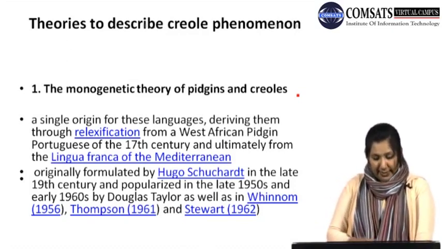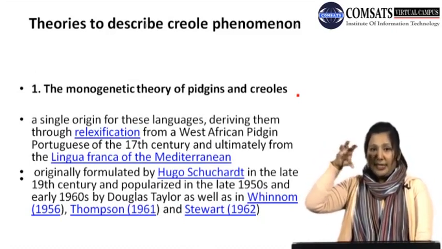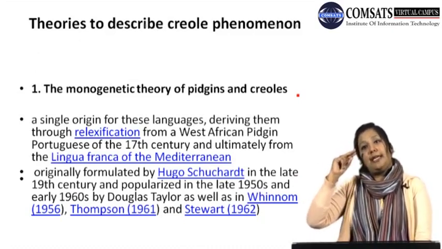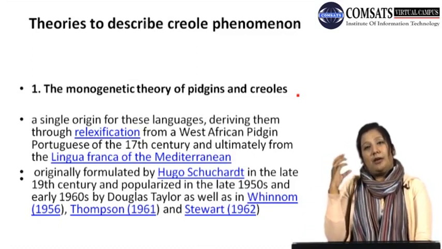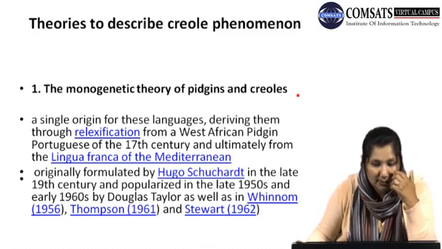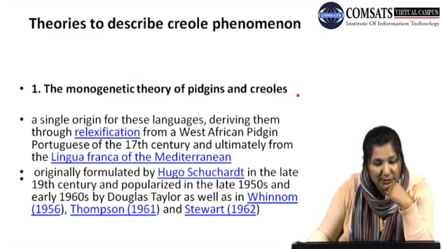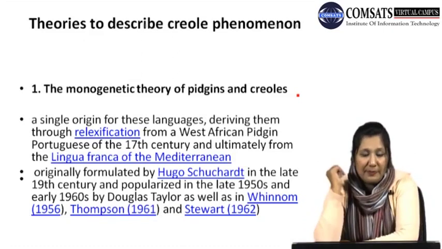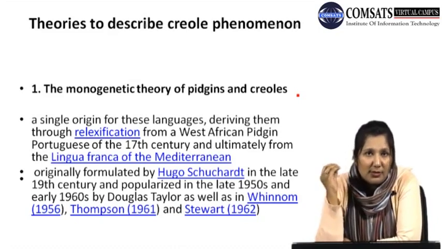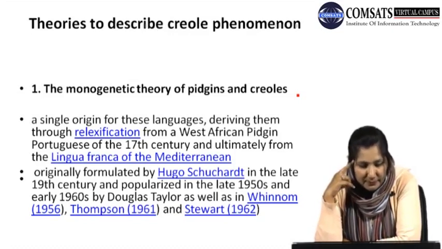The title is referring to mono, single, monogenetic, coming from a single source, a single region. Mono, single; genetic, genes. The pidgins and Creoles come from the same genes. A single origin for these languages, deriving them through relexification from a West African pidgin Portuguese of the 17th century, and ultimately from the lingua franca of the Mediterranean. They are saying that both the pidgins and Creoles have got the same origins. They are coming from the same branch.